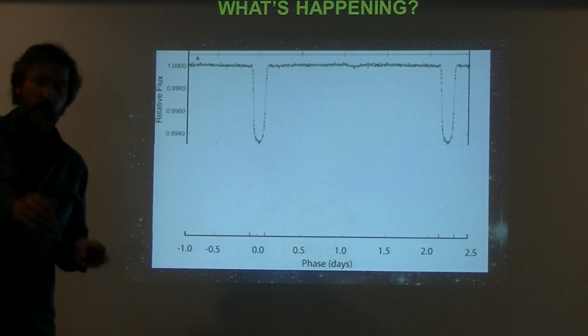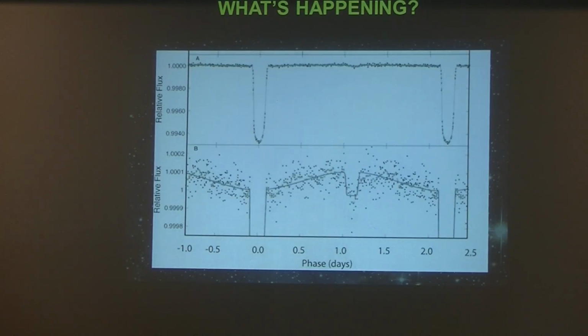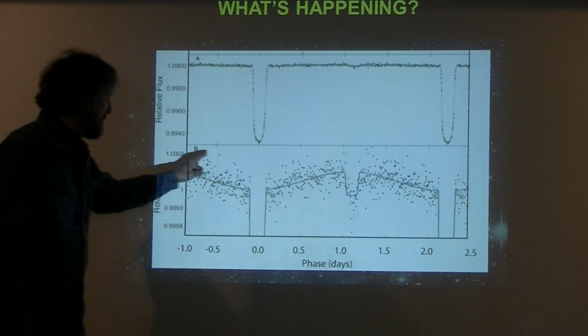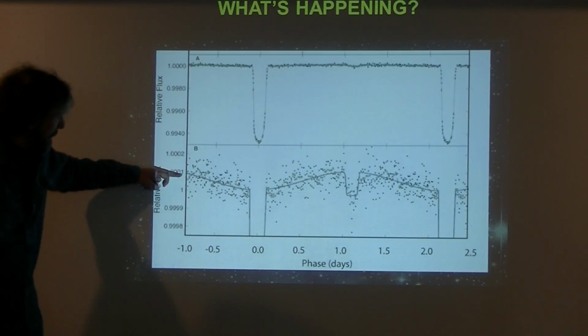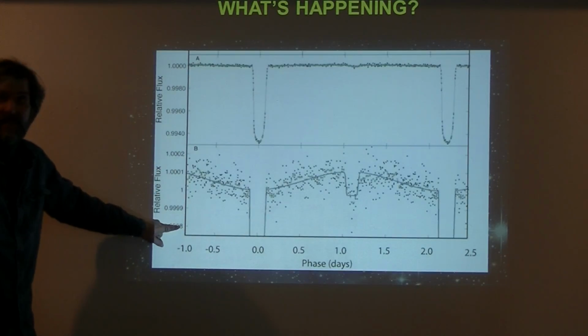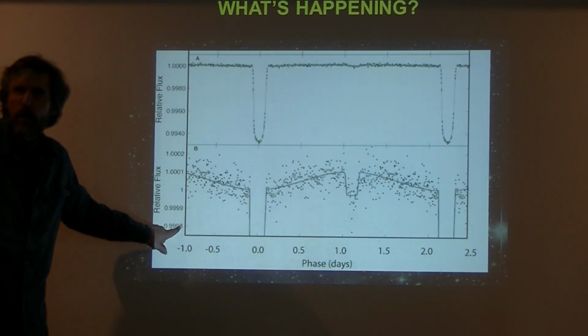And this is what got me when it first came out. You blow this scale up so it's 10 times larger, and you still see the same eclipse. But you look carefully, this is 1.001, this is 0.9998, so it's a change of 0.02%.